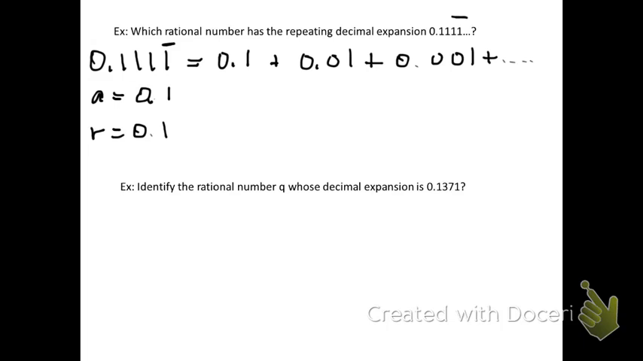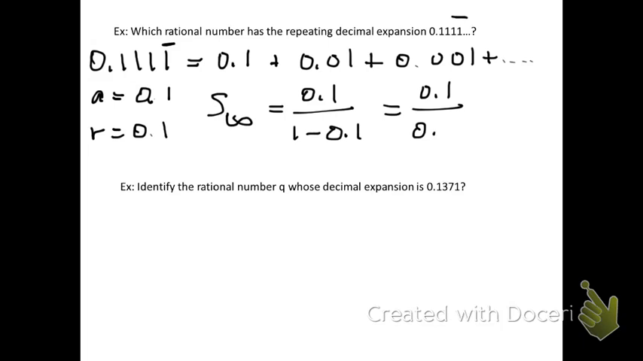So then we can figure out from there the sum of this infinite series is going to be our A value divided by 1 minus our R value. And that's going to give us 0.1 divided by 0.9, or 1/9. And then if you go ahead and divide 1 by 9, you'll see that it gives you that repeating decimal expansion. So we can make use of the sum of an infinite series in this way as well.